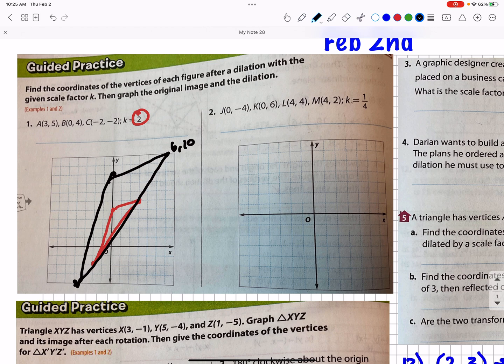I would label them. Let's see, where's 3, 0? This was B. That was A. This is C. So now we're at A prime, B prime, C prime.